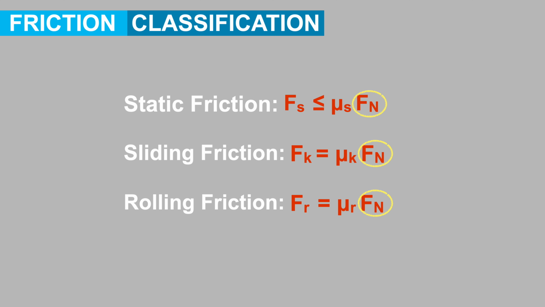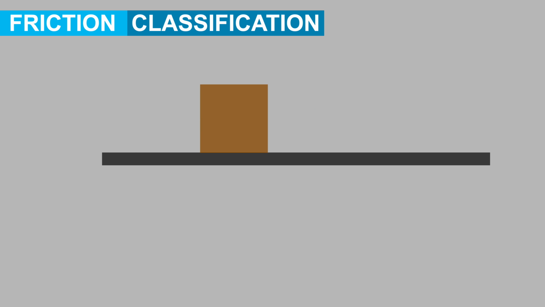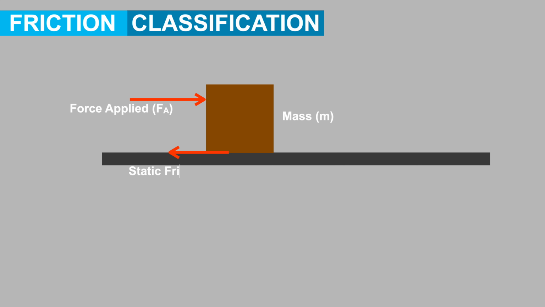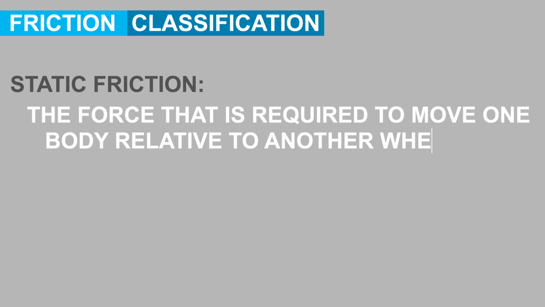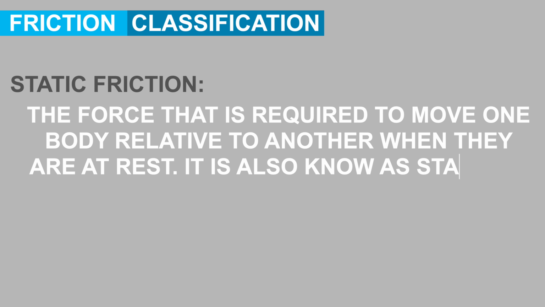Let's start with static friction. Imagine you have a box with an X amount of mass you're trying to move. To move the box, you try to slide it across the floor by applying an X amount of force against the box. Your applied force on the box is met by an opposition force that's preventing you from moving the box. This opposition force is what is known as static friction. Static means not moving, so static friction is defined as the force that is required to move one body relative to another when they are at rest. It is also known as starting friction.